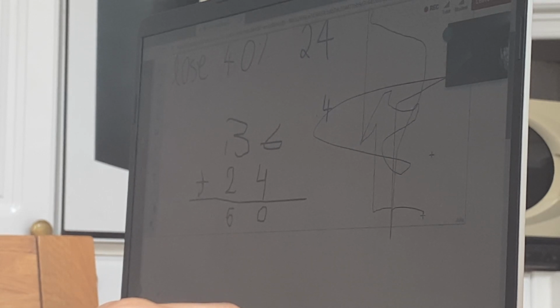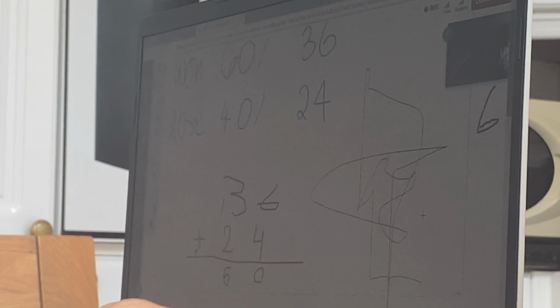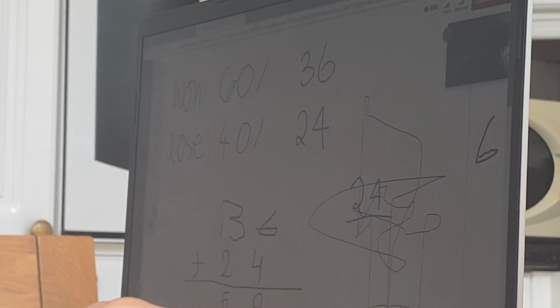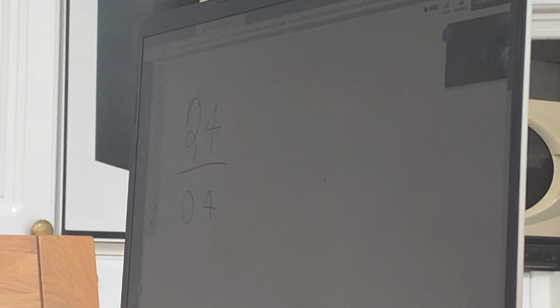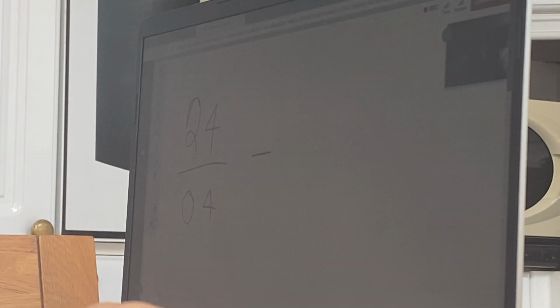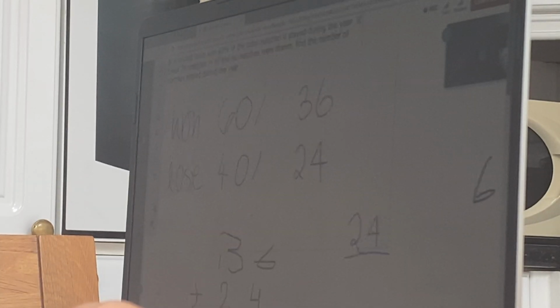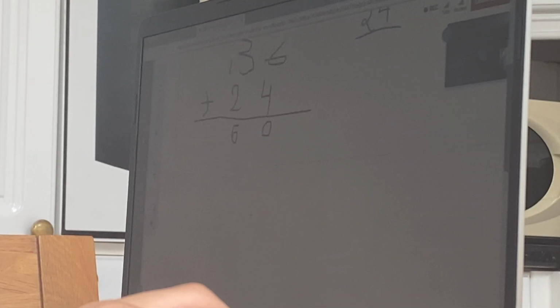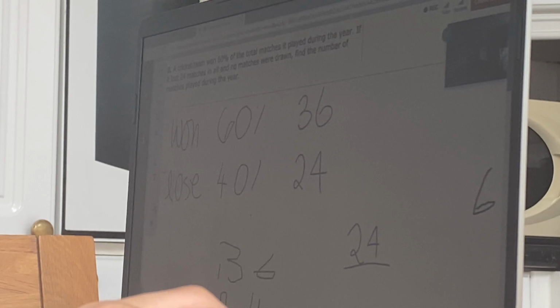Okay. So to use the percentage multiplier method, we would do 24 divided by 0.4. And that would also give us 60. Okay. So 60 matches is the answer. So this method works as well. So let's make sure we recap that percentage multiplier there as well.